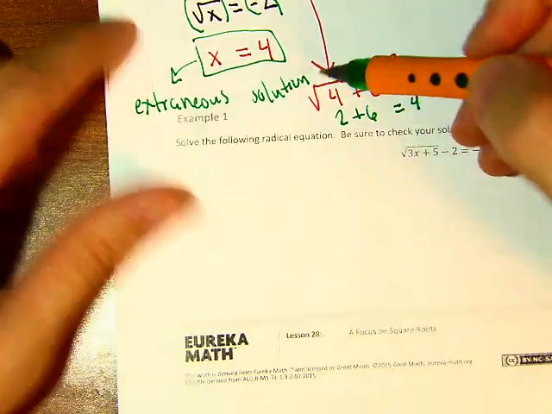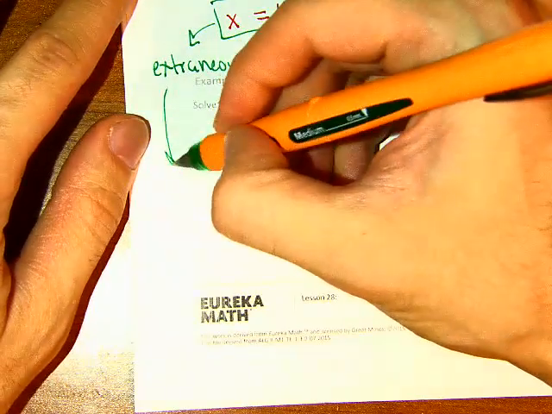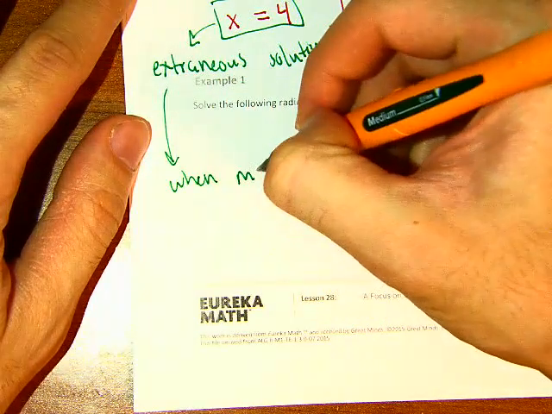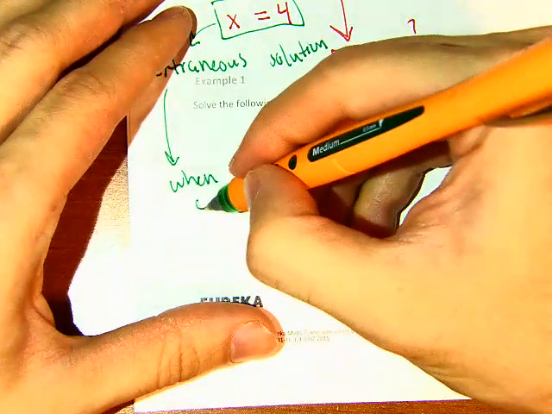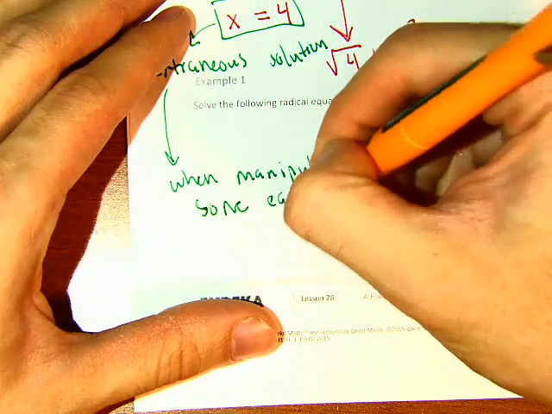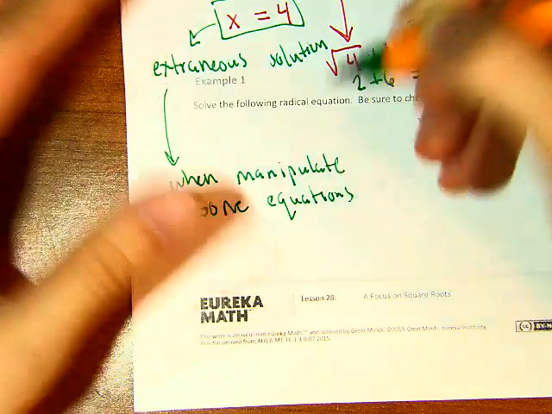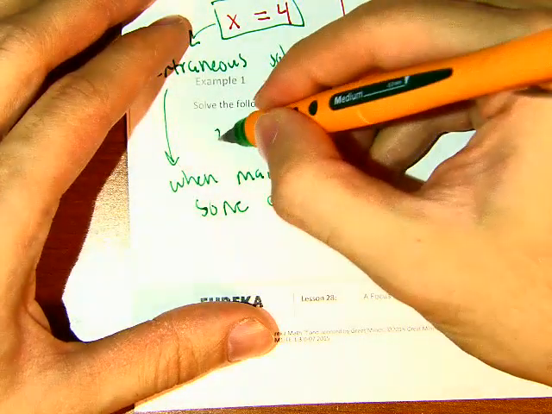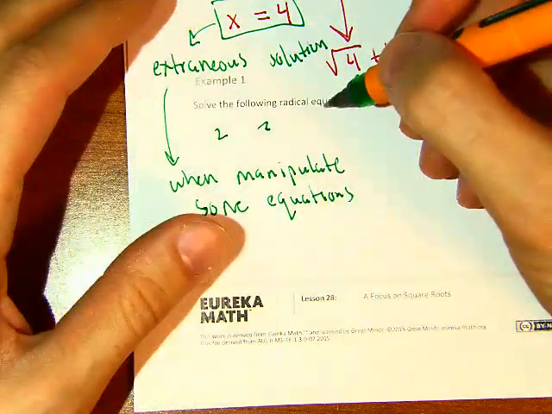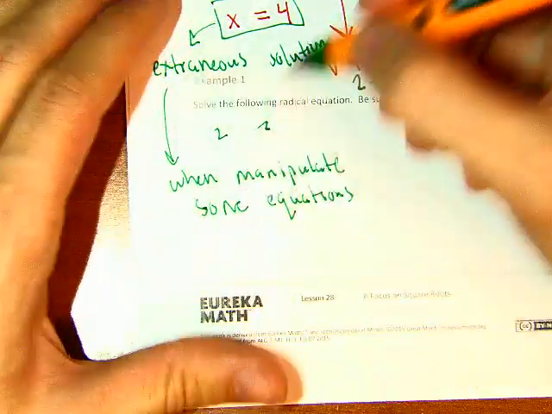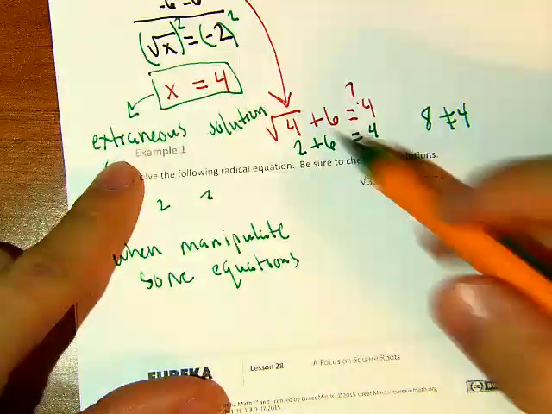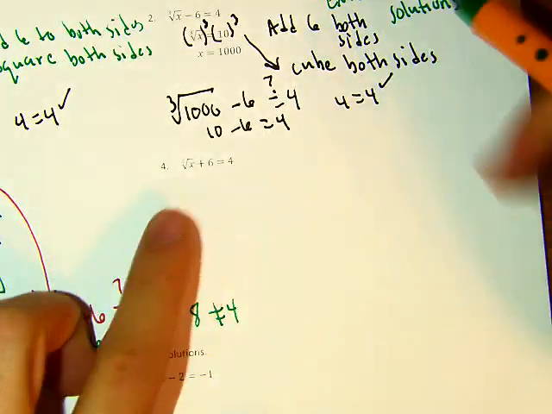So when do extraneous solutions happen? When you manipulate some equations by squaring both sides, right? Sometimes when you manipulate these equations, you get these extraneous solutions. So we always have to check for them, okay? Let's do this question over here.